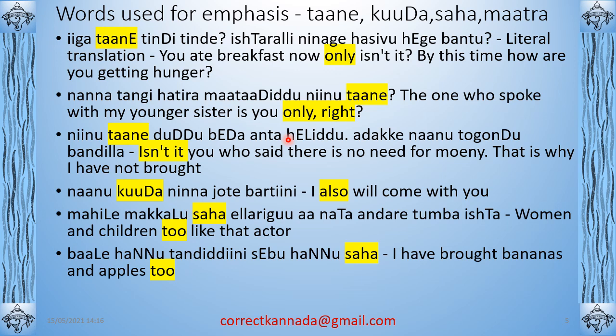Now, until now we saw letters or a group of letters or a sound, syllables that are used for emphasis. Here we will see words that are used for emphasis. The words are tane, kuuDa, saha, maatra. Maybe you would have come across kuuDa and maatra. You may not have come across tane and saha. Saha means T-O-O that we use in English. Wherever you want to say T-O-O, you can use saha. Tane is very unique. I'll explain that. Then kuuDa is also, maatra means only. These are words used.